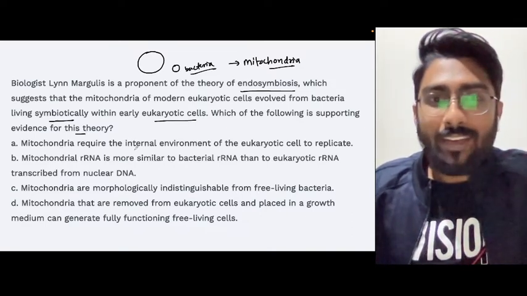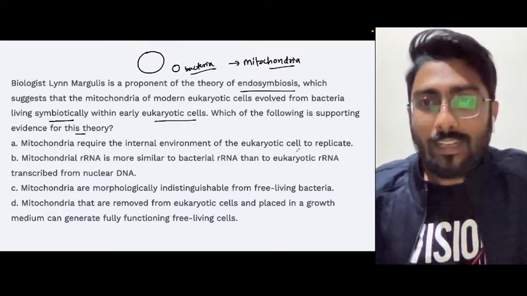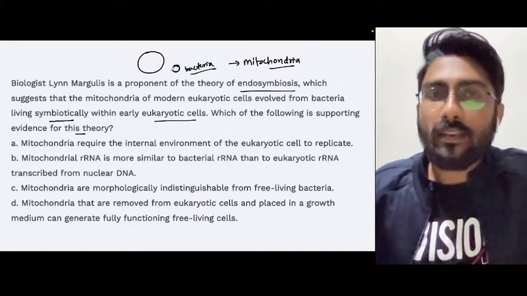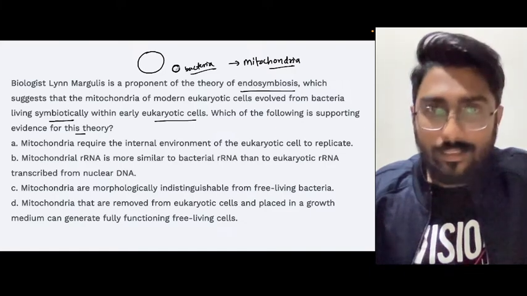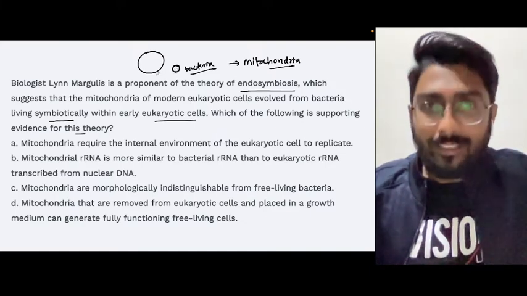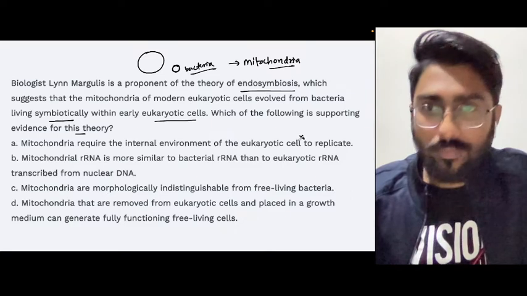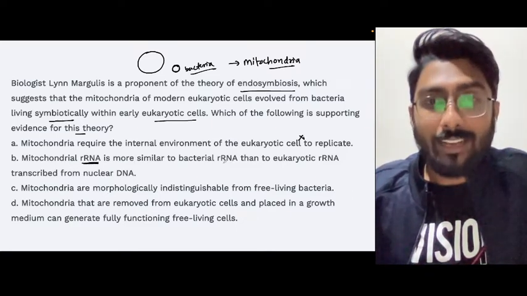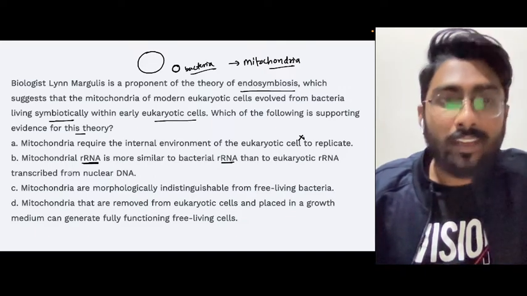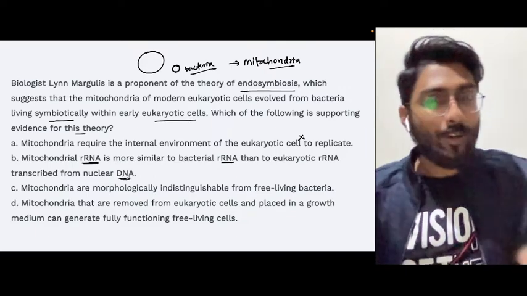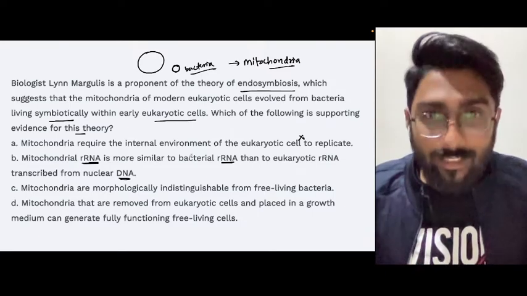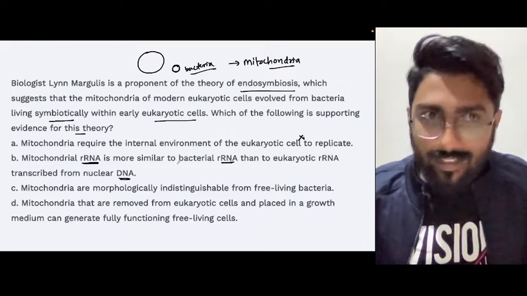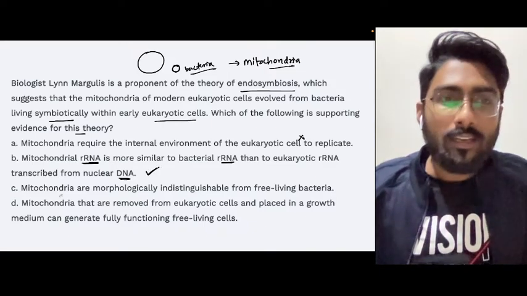Mitochondria require the internal environment of the eukaryotic cell to replicate, no? Because the bacteria also replicate outside, right? It is not necessarily that they require the internal environment. So this is the false statement. Mitochondria rRNA is more similar to bacterial rRNA than to eukaryotic rRNA transcribed from nuclear DNA. So rRNA will be similar. So that means there's some genetic similarity, isn't it? So it could be the answer.